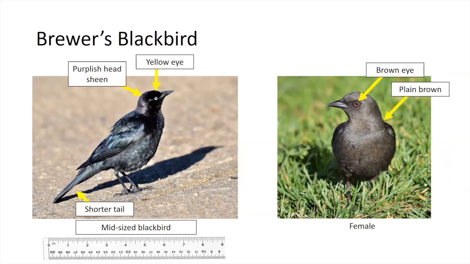He has a bright yellow eye, whereas she has a brown eye. He has a purplish sheen with a pretty short tail, and she's pretty plain brown. So if you want to try to identify her, she has the blackbird beak, and oftentimes you'll find them together in large groups.